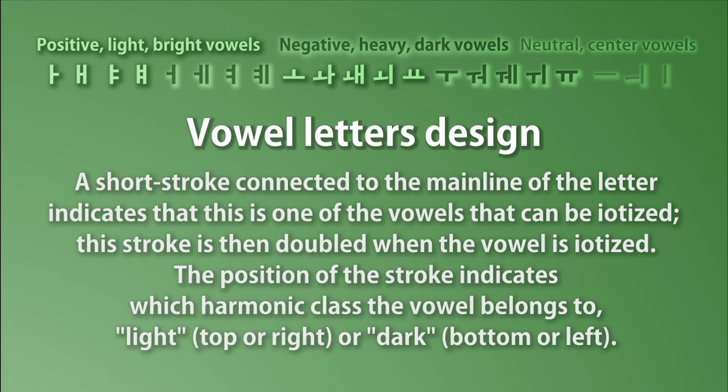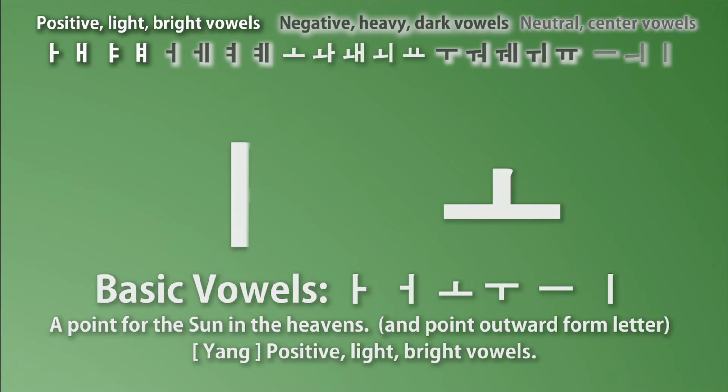Vowel letters design. A short stroke connected to the main line of the letter indicates that this is one of the vowels that can be iotized. This stroke is then doubled when the vowel is iotized. The position of the stroke indicates which harmonic class the vowel belongs to: light, top or right, or dark, bottom or left. A point for the sun in the heavens.